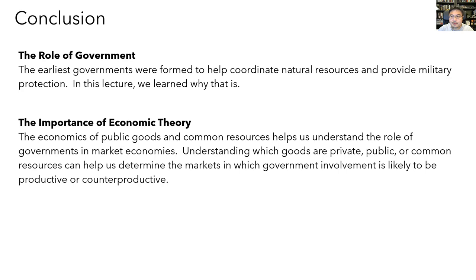And so it's important for us to understand the economics of public goods and common resources because it lets us understand the role of governments in market economies. Understanding which goods are private, public, or common resources can help us determine when government involvement is likely to be productive or counterproductive. Right? In a competitive market for private goods, government involvement is likely to be counterproductive because the market is already efficient. But if we're talking about a public good, then government might be necessary for the efficient provision of it. And if we're talking about common resources, then government involvement may be necessary to avoid overutilization and subsequent depletion. So I hope this lecture helped you appreciate the role of government in our society, and I hope that it influences how you think, talk, and debate about public policy in the future.